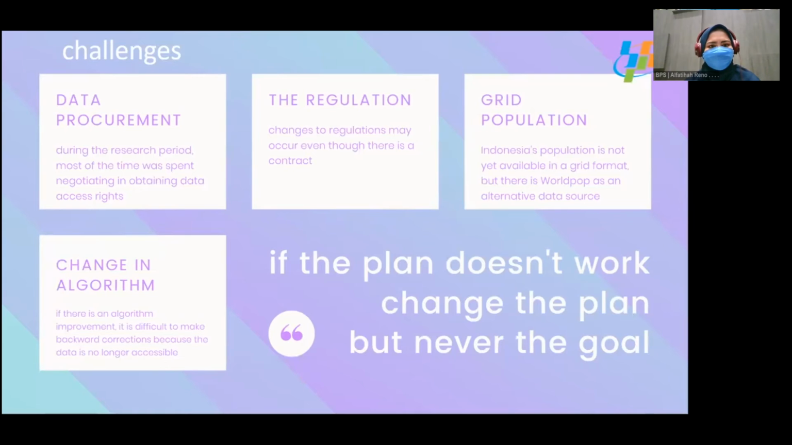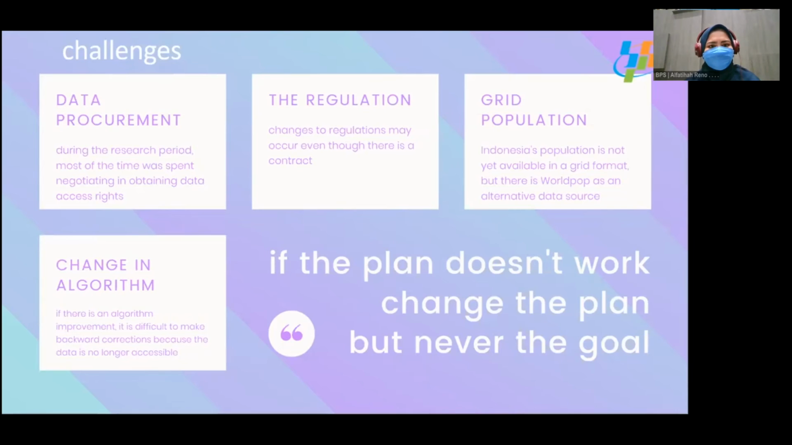However, there are several alternative data sources that can be used as initial research, such as open cell data to replace BTS data. And if you don't have population at the smallest area level, you can use WorldPop. They provide the grid population.